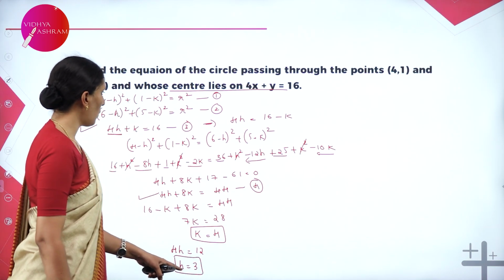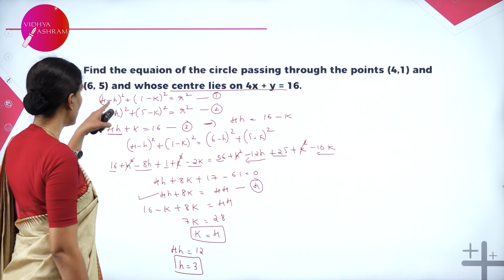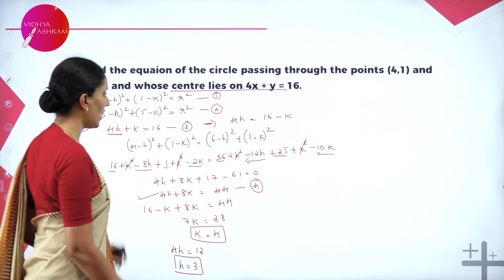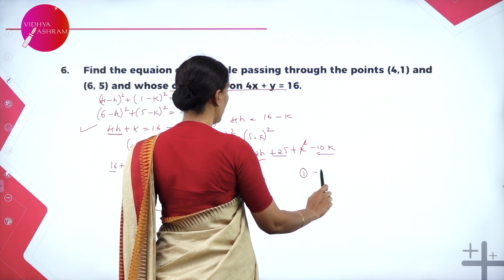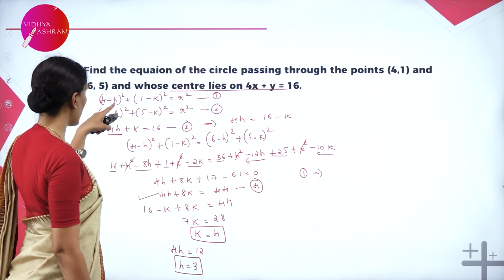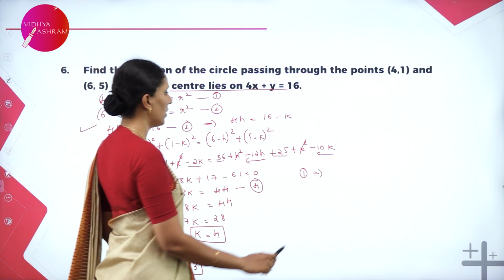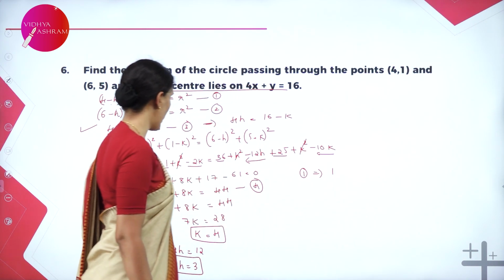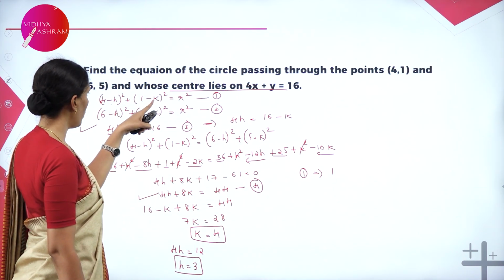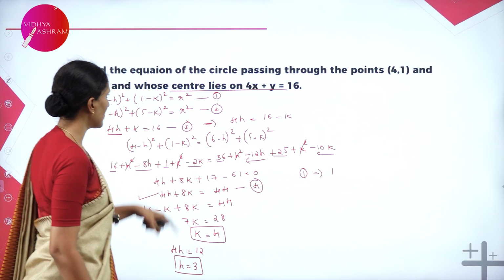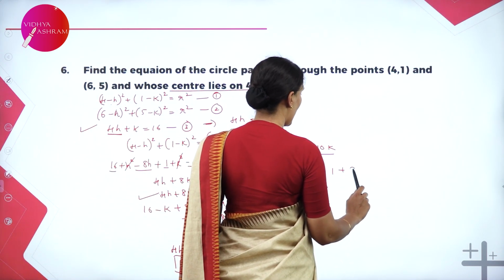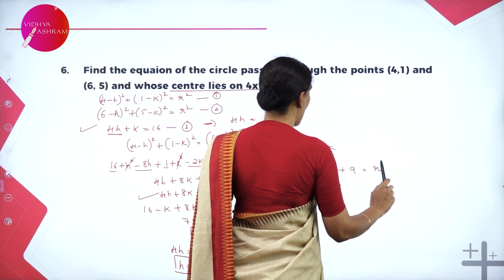Now we got h is equal to 3 and k is equal to 4. Substitute in any one of the equations. Let me consider equation 1 here. So taking h is equal to 3, 4 minus 3 is 1, square 1. Next, taking k is equal to 4 here, 1 minus 4 is minus 3, whole square is 9, whose value is r square.